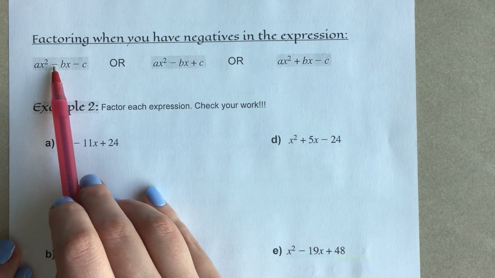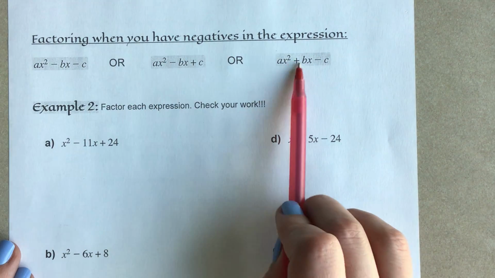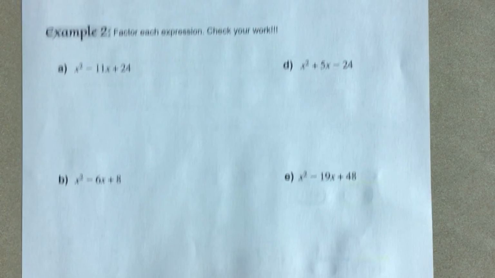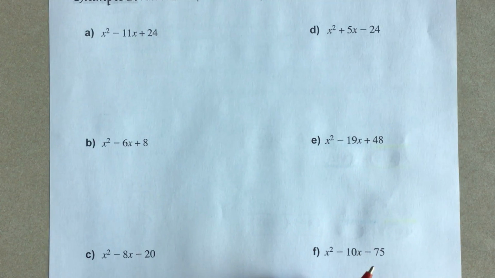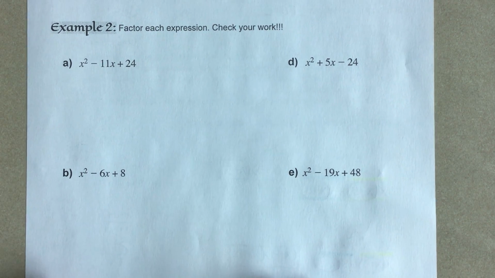For example, what if I had two minus signs in the problem, or a minus and then a plus, or a plus and then a minus. That's going to change some things up a little bit. We're going to do 3 of these examples, and then we'll work some more tomorrow in class. So in example 2, it says factor each expression, check your work. We are still doing the same process, but we now just have to be mindful of positives and negatives.